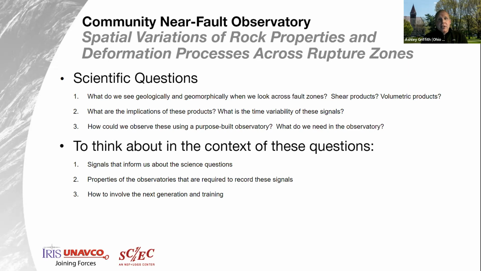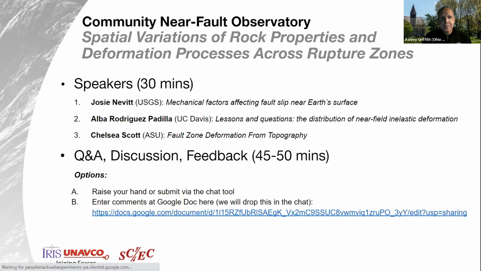How could we observe these using a purpose-built observatory, and what do we need in the observatory to do so? And in the context of these scientific questions, we're interested in the signals that inform us about the science questions, the properties of the observatories that are required to record these signals, and how we can involve the next generation of scientists and train them to become involved in the observatory and the data that's coming out of it.